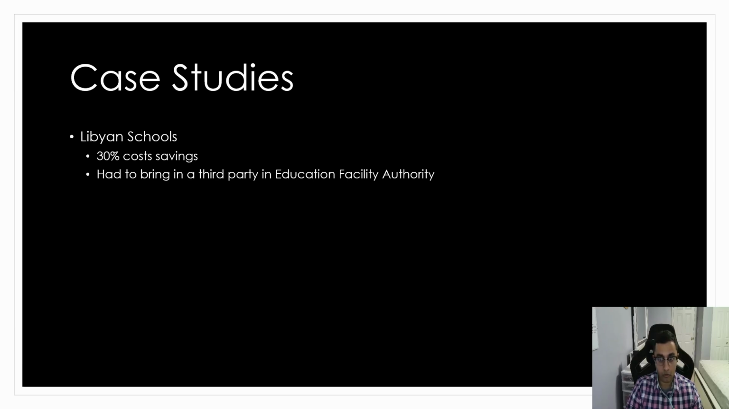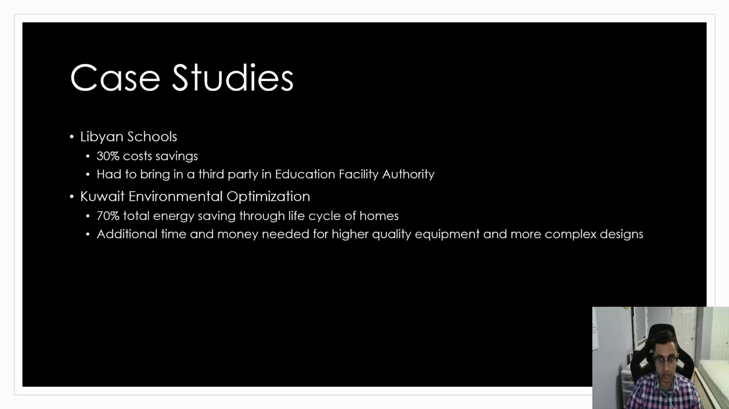In Kuwait, the government was not so much concerned with money, but with being more environmentally friendly. Through the usage of new technology and making more complex designs, they were able to save 70% of the total energy throughout the entire life cycle.